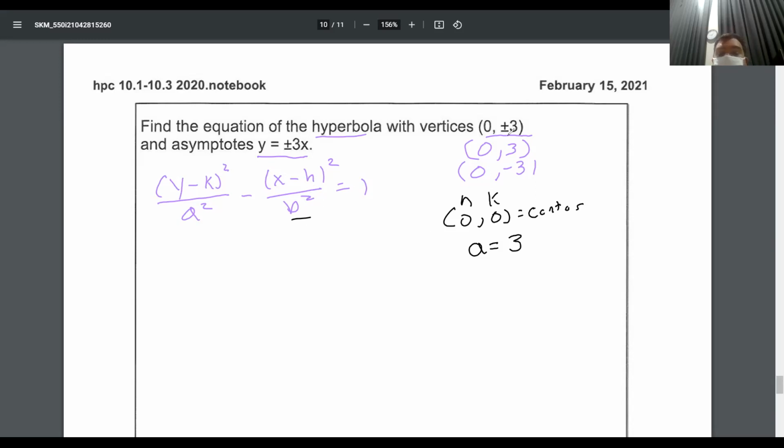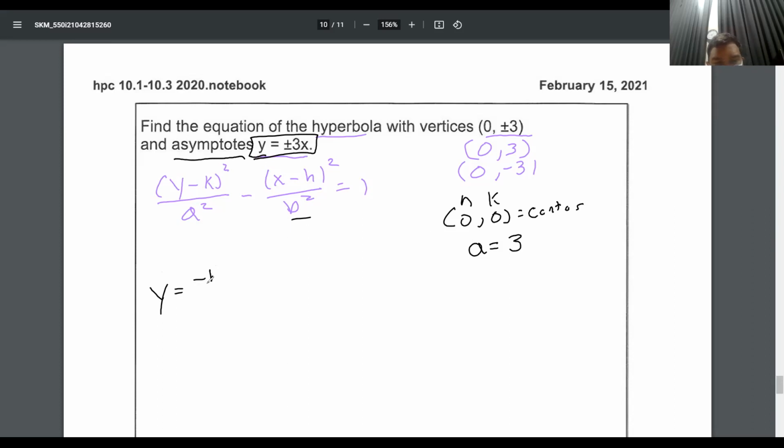But what happens here is we don't have the foci, so we can't use a squared plus b squared equals c squared. But we do have the asymptote. Now there's this particular equation for the asymptote. The equation is y equals... this is for the B, and this is for the asymptote formula.